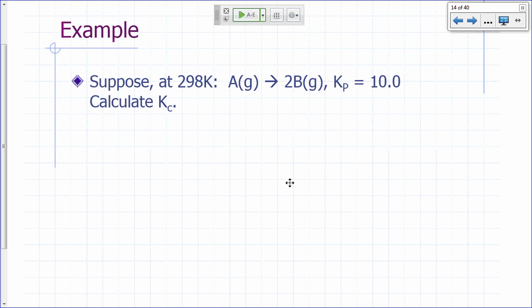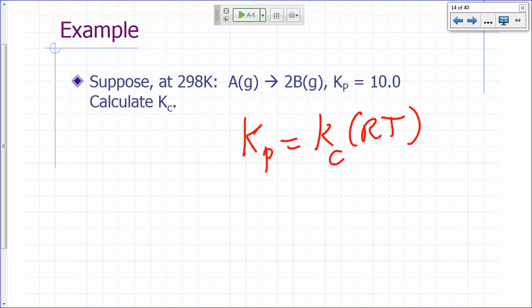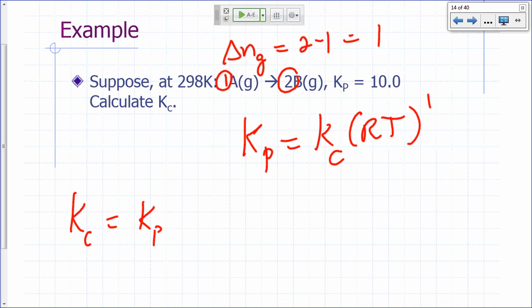A goes to B gas. Suppose you found Kp to be 10. What would be Kc? What's the relationship again? Kp equals Kc times RT raised to the delta N. What's delta N gas here? 2 moles of gas in the product, 1 mole in the reactant. That's going to be 2 minus 1 is equal to 1, Kc RT to the 1. So if I want to solve for Kc, Kc would be Kp over RT, right? So what would it be?